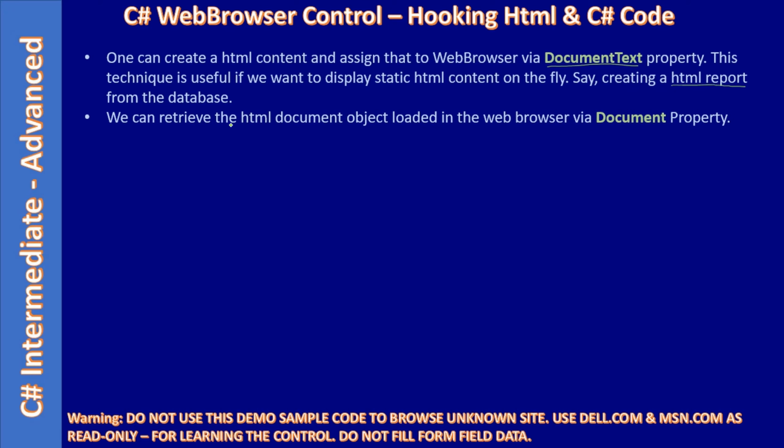We can retrieve the HTML document object loaded in the web browser via the Document property. So there is a difference. When a document is loaded in the web browser control, the control renders the HTML content for the user. It will present that HTML so that it looks like the content is displayed in a web browser. The DocumentText property will retrieve the displayed HTML content in string format. The Document property will retrieve the HTML, instead of as a string, as an object.